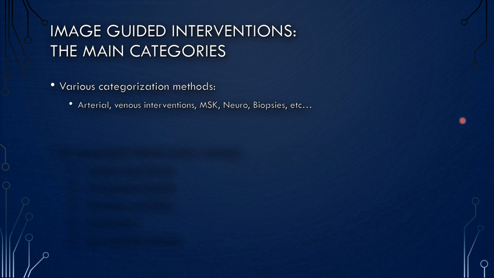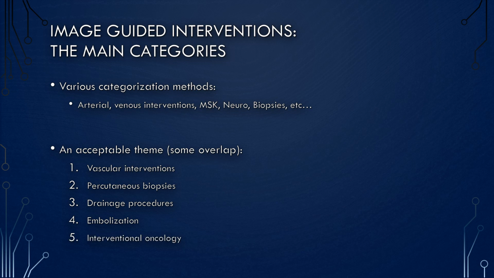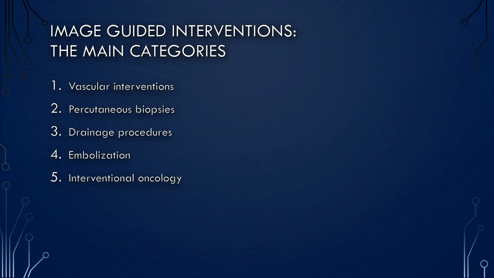There are different ways to categorize interventions in the specialty. You can talk about arterial interventions, venous interventions, musculoskeletal, neuro, biopsies, etc. One convenient, acceptable theme with some overlap between different procedures is to divide them into vascular interventions, percutaneous biopsies and drainages, embolizations, and interventional oncology. So these are the 5 main categories. Let's talk about them.